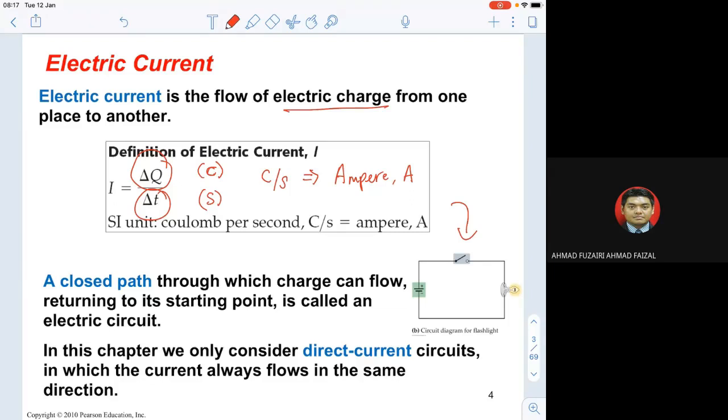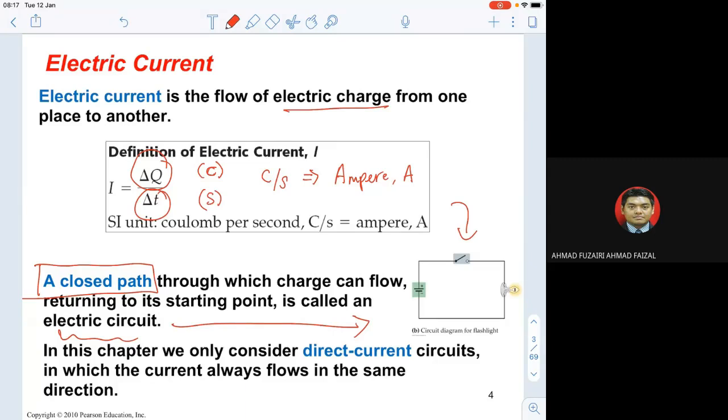First of all, it must have a closed path. What is the closed path? The path in which the charge can flow, returning to its starting point, is called an electric circuit. So an electric circuit is a closed path. This is a very simple electric circuit that we can have.